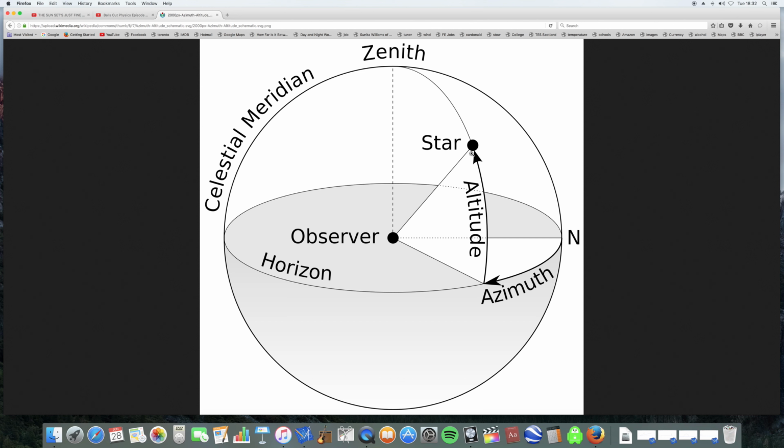Now the way our vision works means that anything along that line will look like it's in the same place to the observer. And that's crucial to understanding this. Anything that has both the same azimuth and altitude angle as that star will look like it's in the same place to the observer.